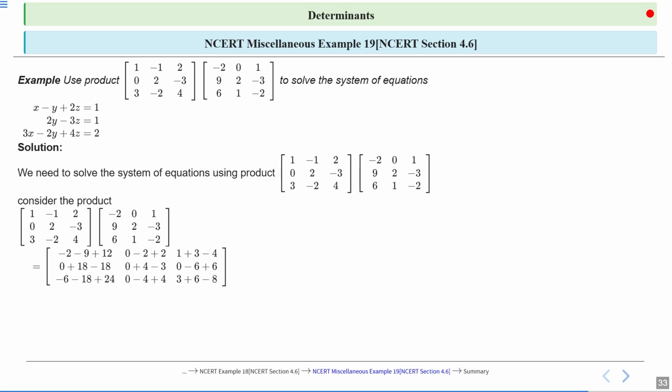And then the first row with the last column. So 1 into 1 plus minus 1 into 3, that is minus 3, 2 into minus 2, that is minus 4.